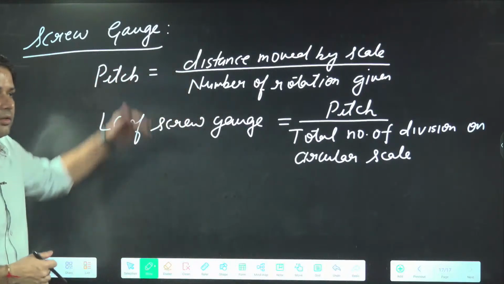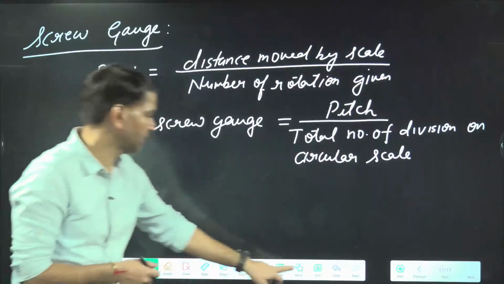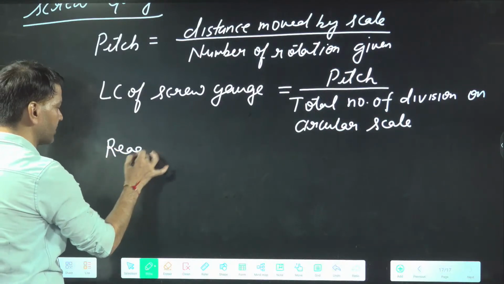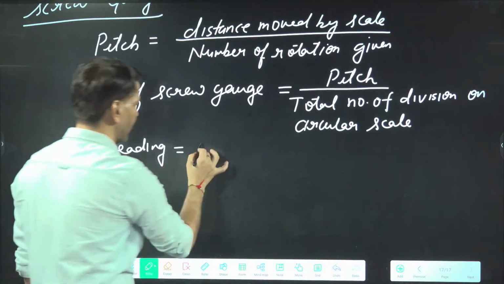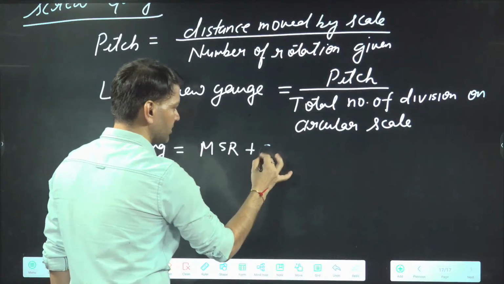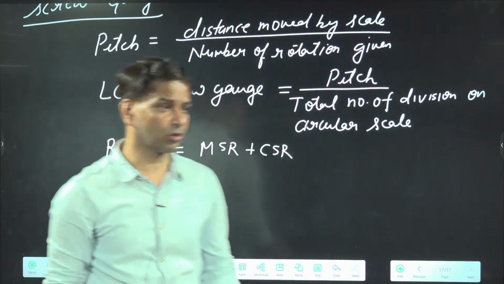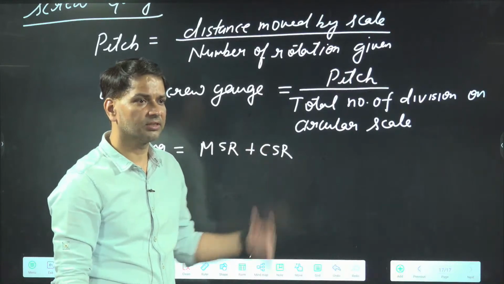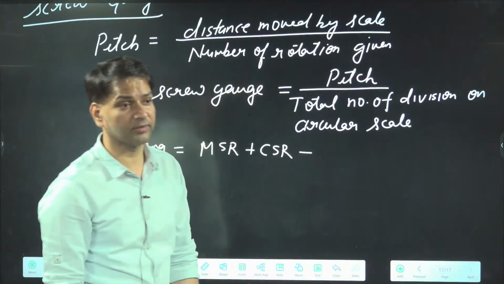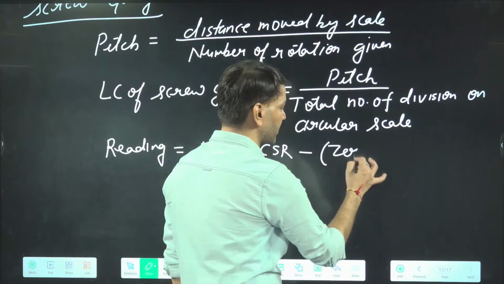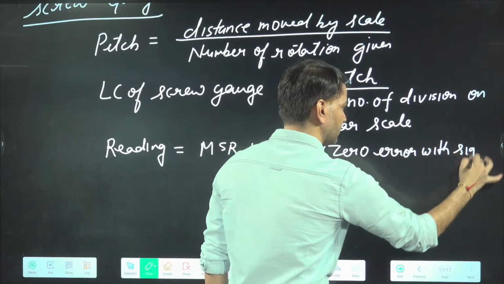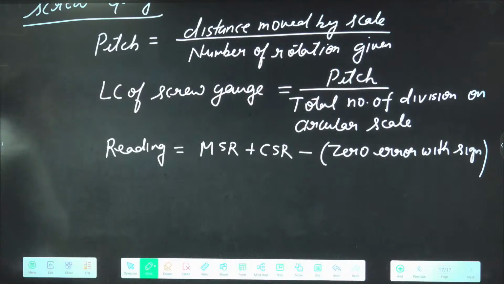Now after getting the least count, how can we get the reading of the screw gauge? Same as the Vernier calipers reading. Reading is equal to MSR plus, in place of VSR here we have the circular scale, so we take the CSR, circular scale reading. MSR plus CSR, and it may also have a zero error. As I said, zero error we always subtract, with sign. So MSR plus CSR minus zero error with sign.